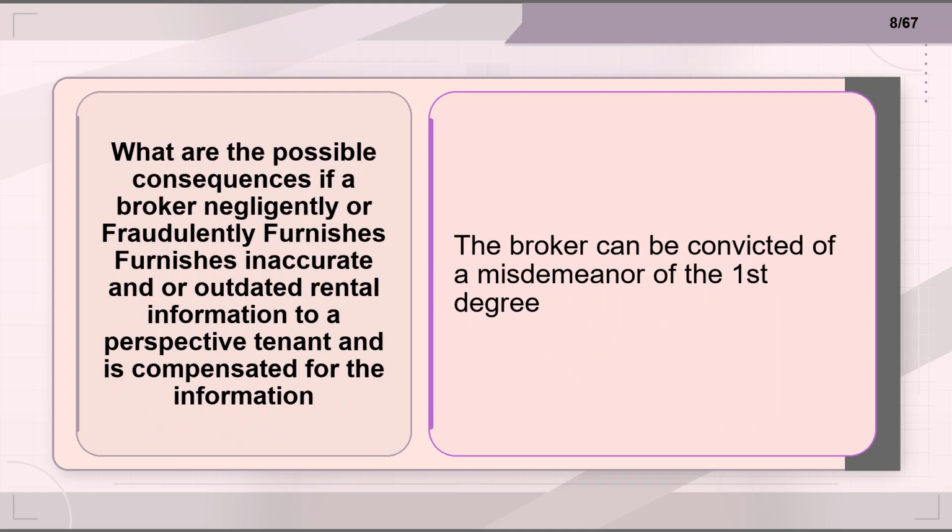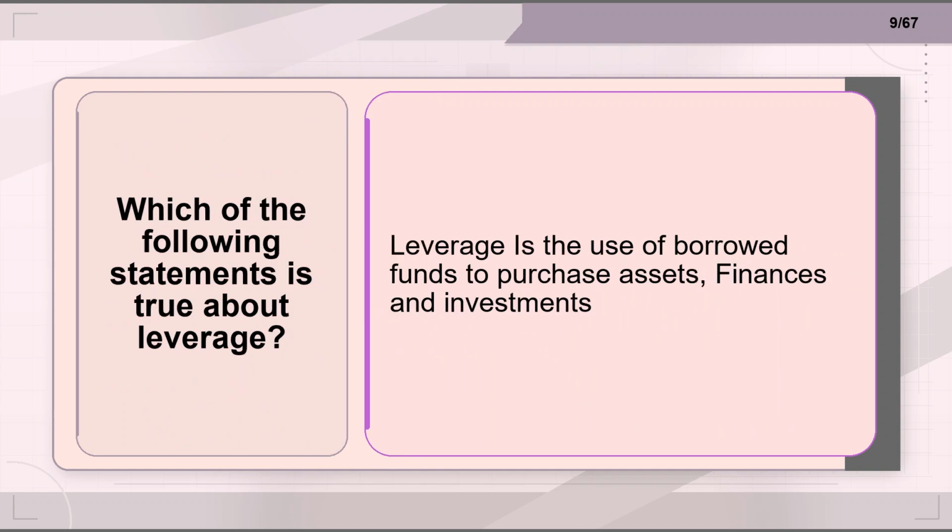Flashcard 8. Term. What are the possible consequences if a broker negligently or fraudulently furnishes inaccurate and/or outdated rental information to a prospective tenant and is compensated for the information? Definition. The broker can be convicted of a misdemeanor of the first degree. Flashcard 9. Term. Which of the following statements is true about leverage? Definition. Leverage is the use of borrowed funds to purchase assets, finances, and investments.